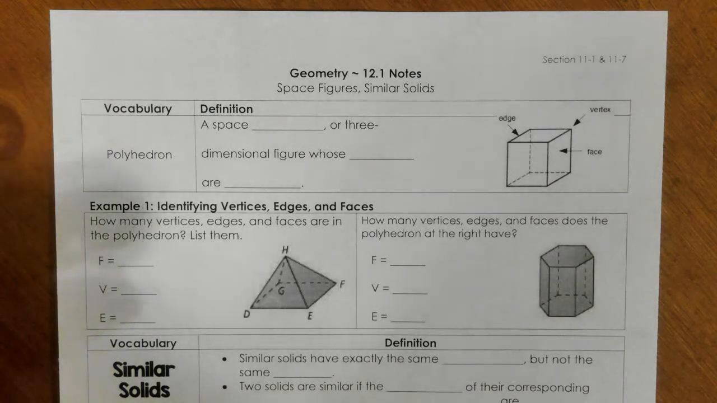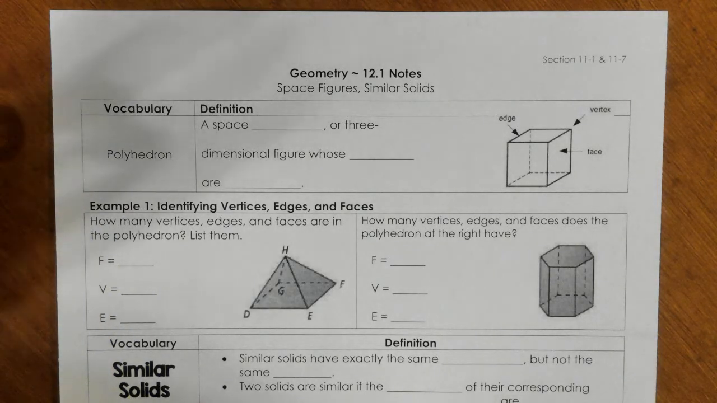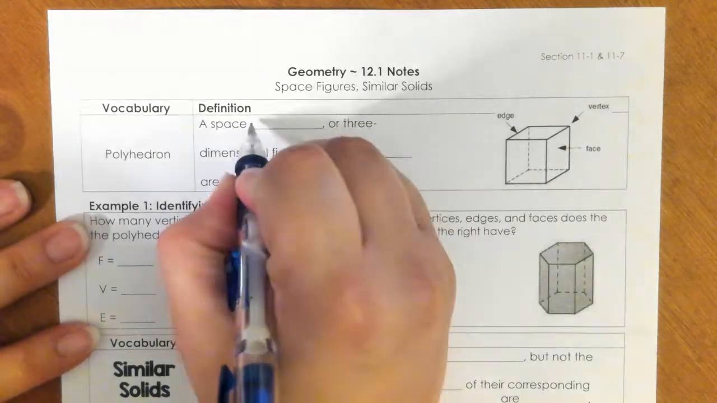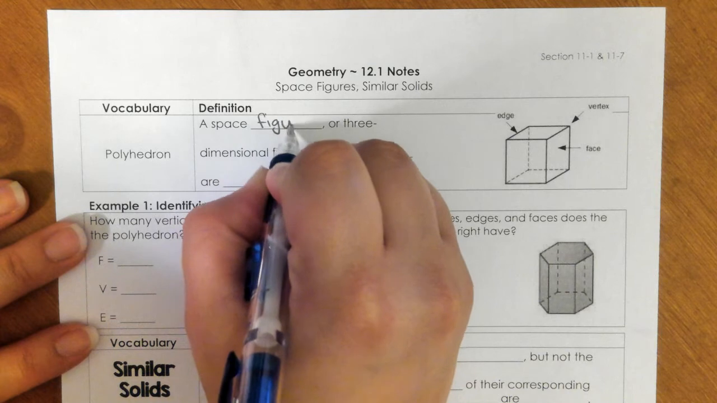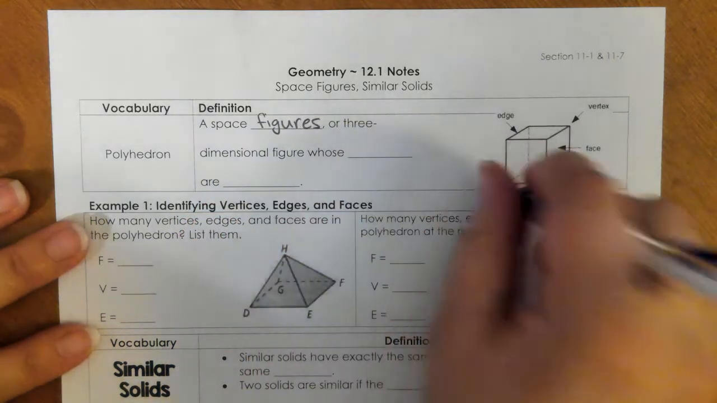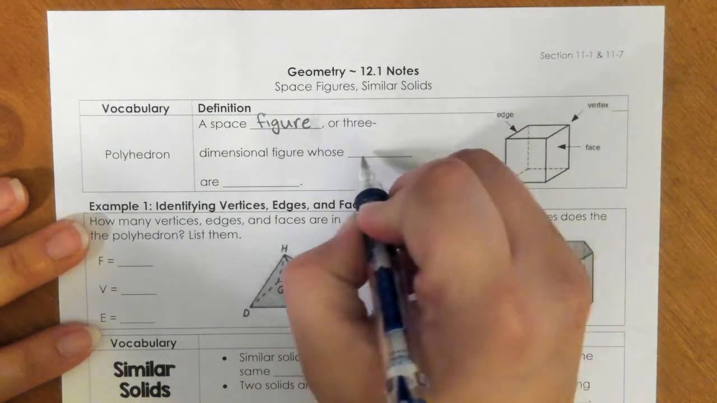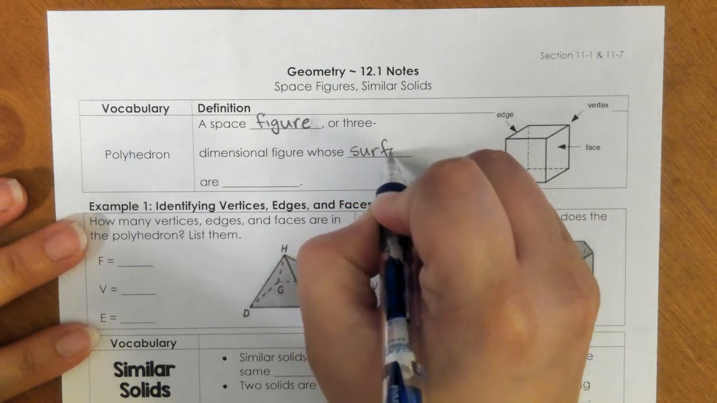For 12.1, we're talking about 3D figures. They call it space figures, which I think is a little weird, but also known as polyhedron. So a space figure or three-dimensional figure whose surfaces are polygons.